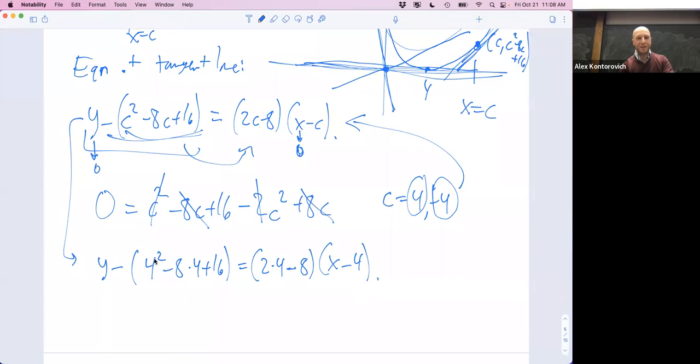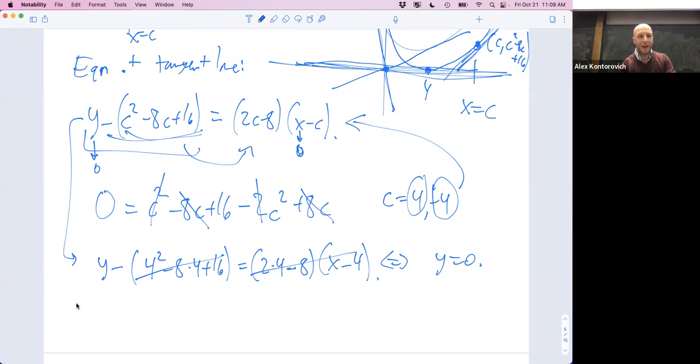By the way, this simplifies because 16 plus 16 is 32 minus 32, that's 0. And this is going to be 8 minus 8, which is also 0. So that's the equation y equals 0. This is the equation y equals 0. That's exactly the x-axis. We knew that was going to be one of the tangent lines.